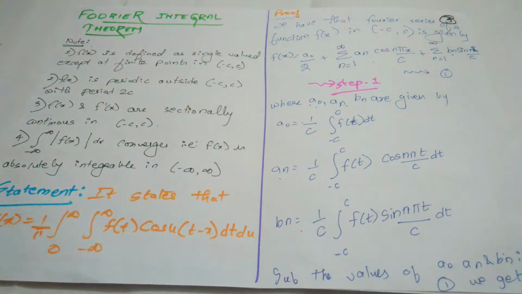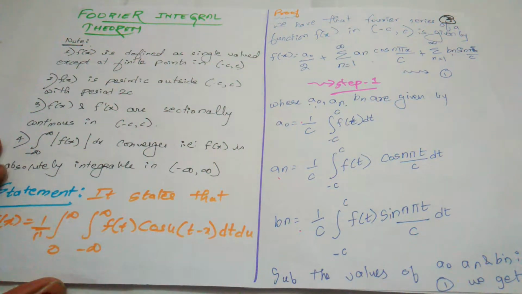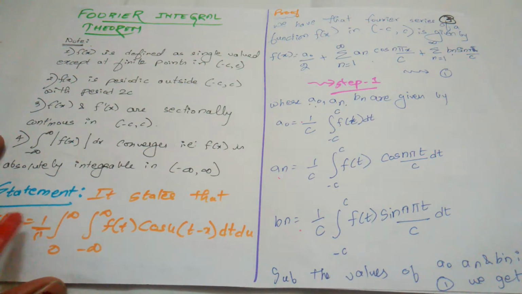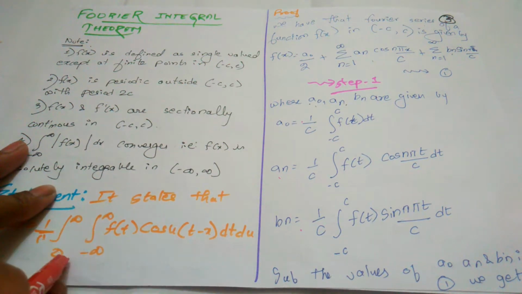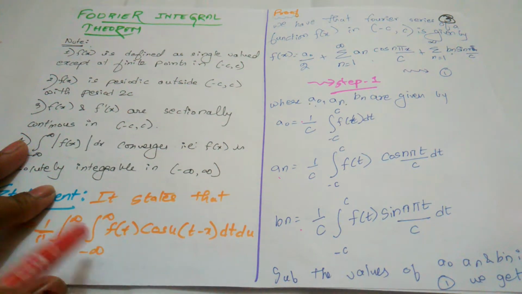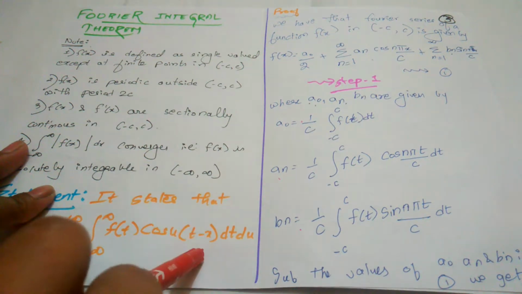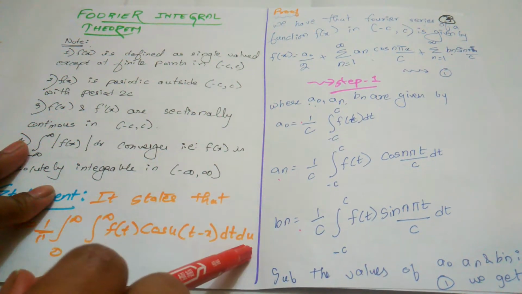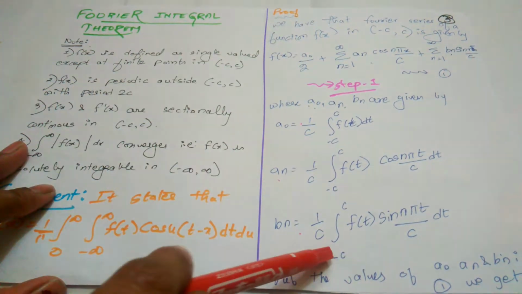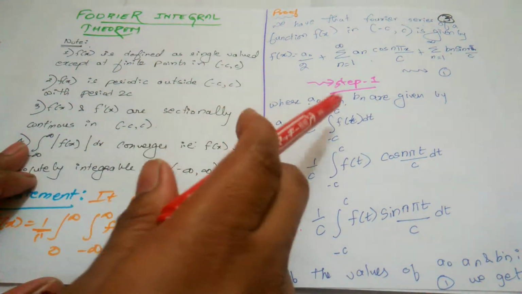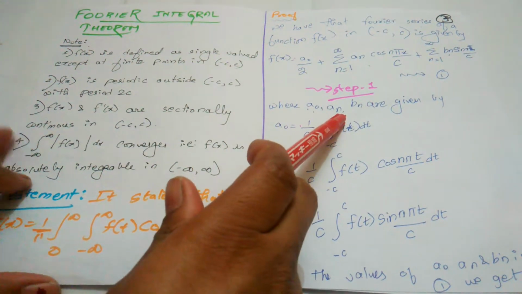Then we have given one proof for the Fourier Integral Theorem. The statement is f of x is equal to 1 upon pi, integral 0 to infinity, integral minus infinity to infinity, f of t cos u(t minus x) dt du. Okay, so it's proved in 4 steps. My first step was the a naught, an, and bn values substitution.